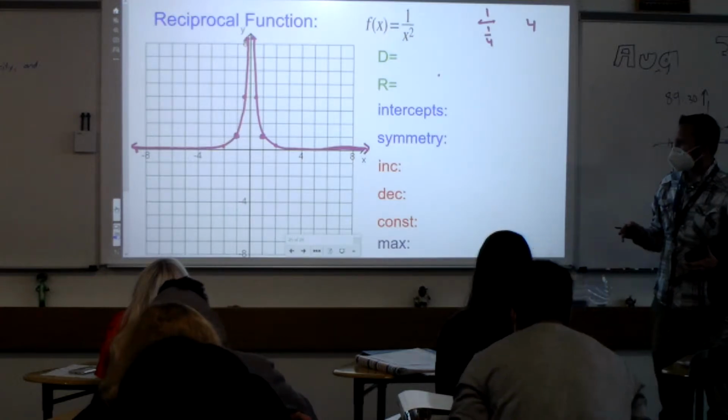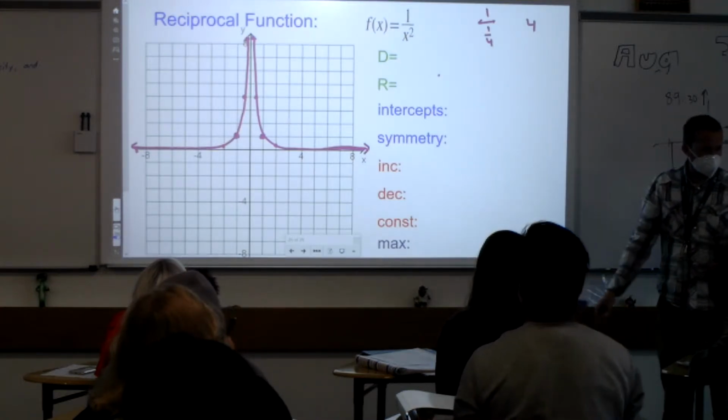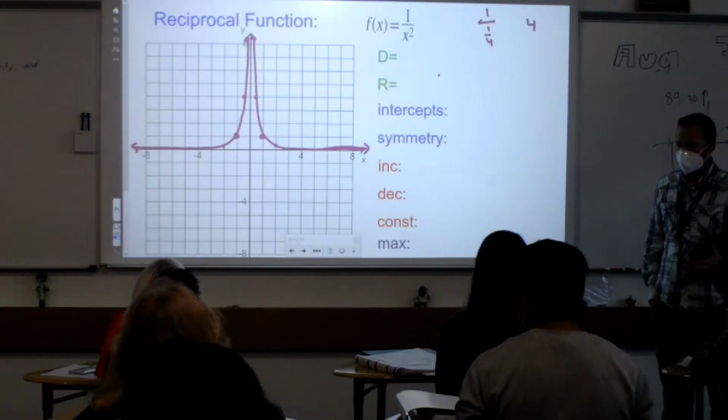Is this something that if next time I gave you a blank graph, could you fill those in? Great.